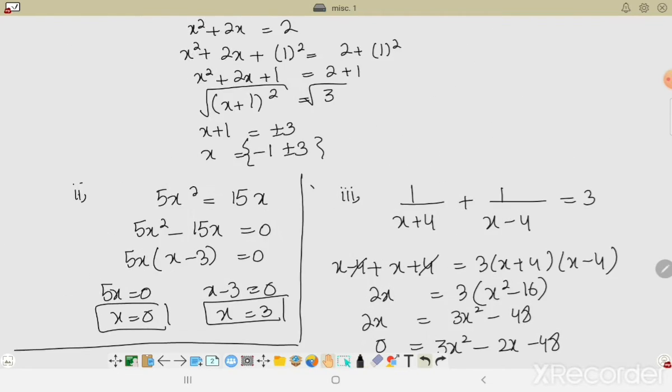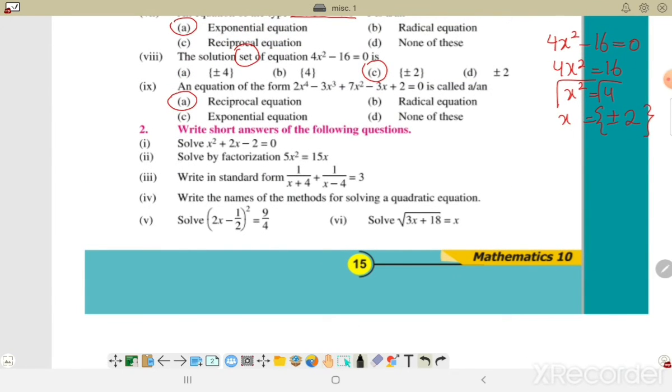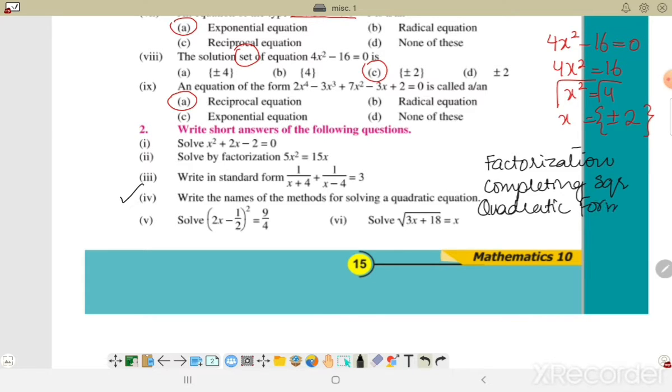Next, the fourth part of this question is that you have to write the names of the methods of solving quadratic equations. So 3 names we are going to write: factorization, and then the completing square method. You must know completing square, and then we did it by the quadratic formula, right? So these are the 3 methods we have studied in this chapter. Now is the fifth part.